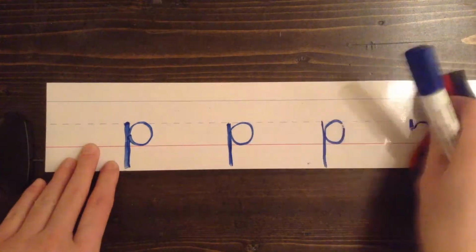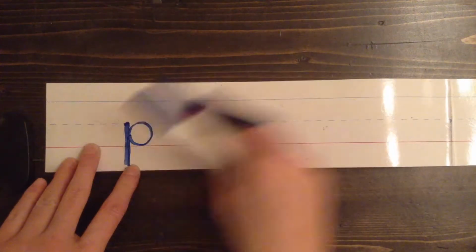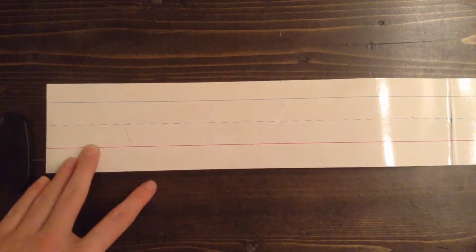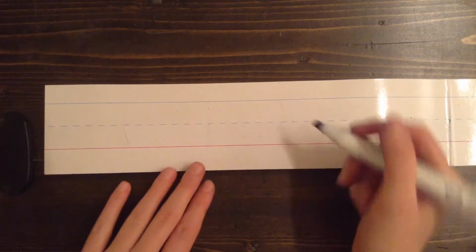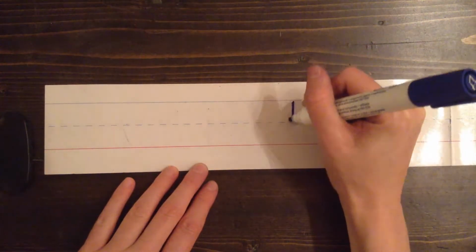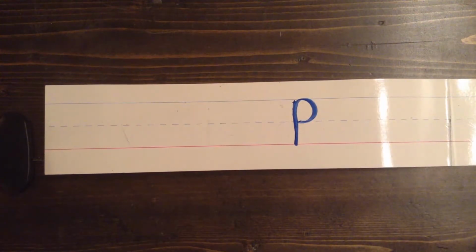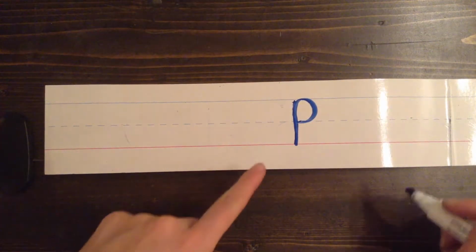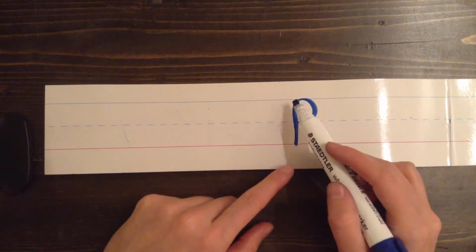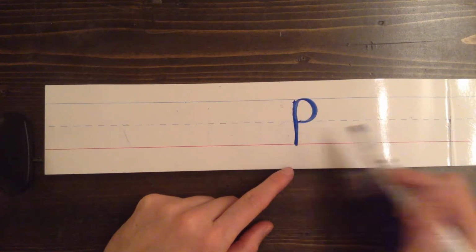Erase your strip. See if you can find the mistakes with the following lowercase p's. Can you spot the mistake? Hopefully you've noticed that this is an uppercase P. I started at the top line instead of the dotted line.